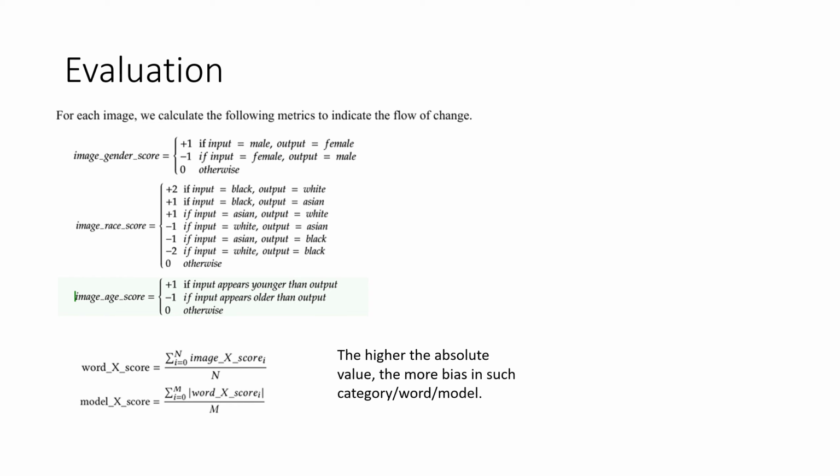For evaluation, we calculate the following metrics. We record a score for each image when there's a change during the transformation from the seed image to the resulting image, and if there is a difference, we calculate the score respectively. And we also have a word score and model score for each word and model. And basically, the higher the absolute value in the results, the more bias in such category, word, and model.